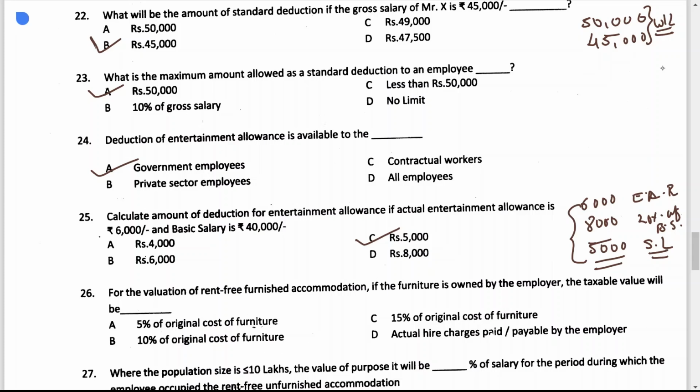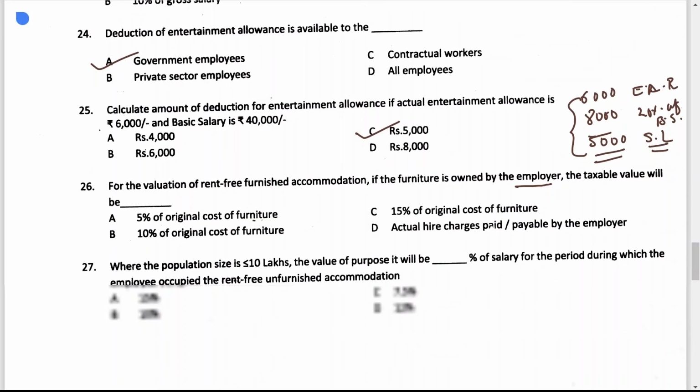So C will become your answer. Now next one, 26. For the valuation of rent-free accommodation, if the furniture is owned by the employer, the taxable value will be. So here, who is the owner of the furniture? Owner of the furniture is employer. So in that case, what is the taxable value? Taxable value is 10% of the cost of the furniture. So you have to make the 10% of the cost of the furniture.